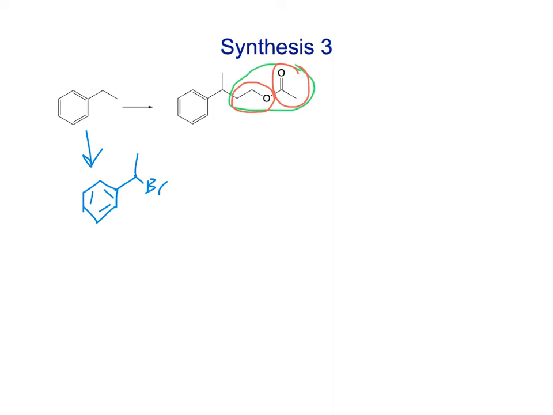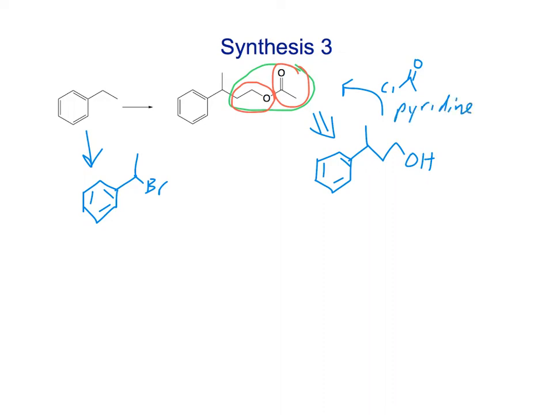So let's work backwards here. We know that we can form that ester from an alcohol. And we know that we can use, like we did on both of those last ones, one option was to use the acyl chloride, acetyl chloride, and pyridine. So how do we get from here to here?